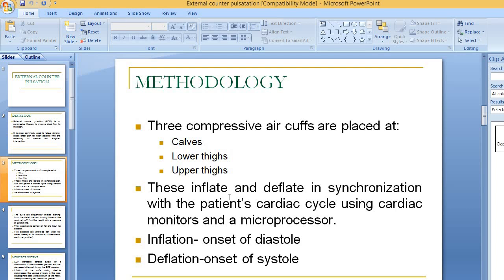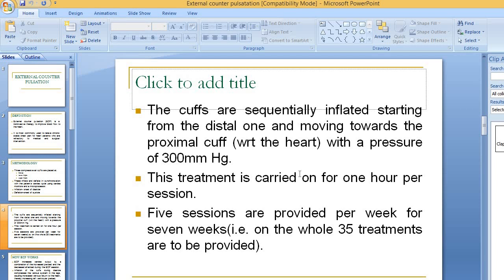Nowadays the microprocessor can be replaced by higher end processors, and the inflation is at the onset of diastole and deflation is at the onset of systole. So the diastolic and systolic processes are monitored, and the cuffs are sequentially inflated starting from the distal one and moving towards the proximal cuff with a pressure of 300 mm Hg.